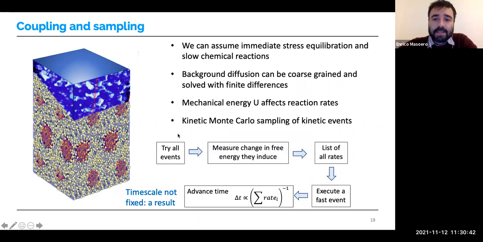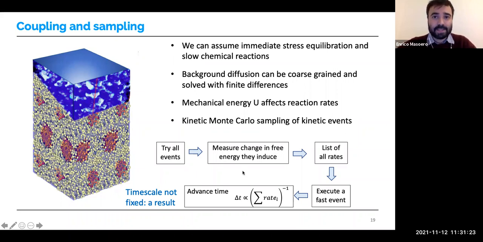And all of this is implemented into a kinetic Monte Carlo algorithm, where essentially we try all the possible precipitation or dissolution events that can occur everywhere in the solution. We can also include creep events, mechanical rearrangements. For each event, we compute the change in free energy that event will cause, like precipitating a new particle here will change the free energy of the system by a certain quantity. And we have a list of all the possible events and the rate of each event that we're trying to execute. And we pick one event with a probability such that fast events are picked more frequently. So this is how we create new configurations evolving over time.